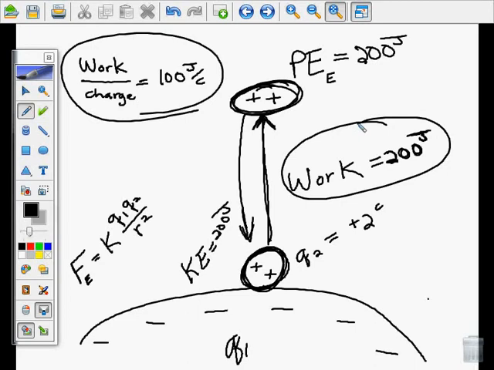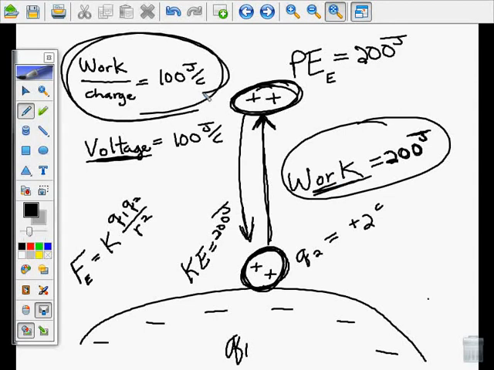Anyone want to take a guess what work per charge, joules per coulomb, is actually equal to? Anna. Voltage. Yes. So basically, the voltage is 100 joules per coulomb. Voltage is just another name for work per charge. When you see that word voltage, don't be afraid. Just think, oh, it's not the total work. It's the work done per charge.